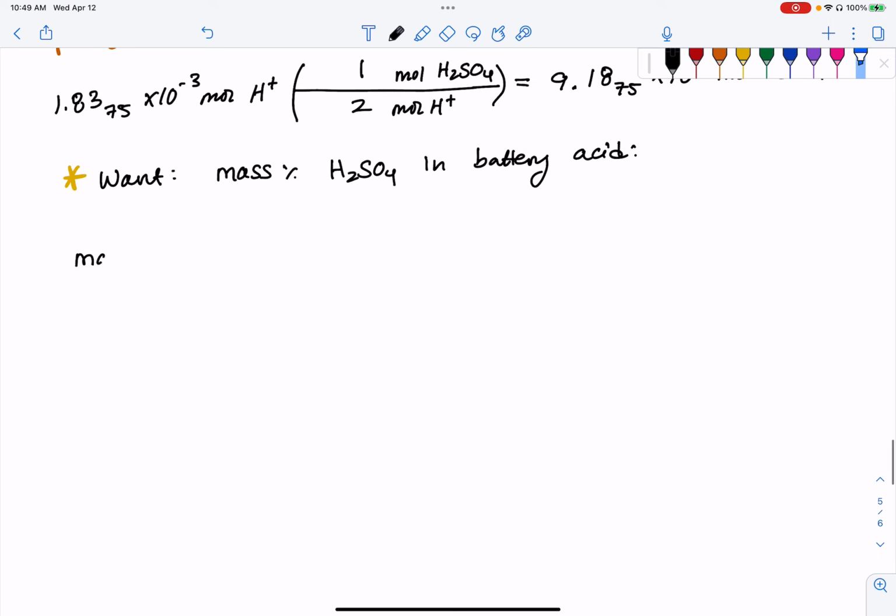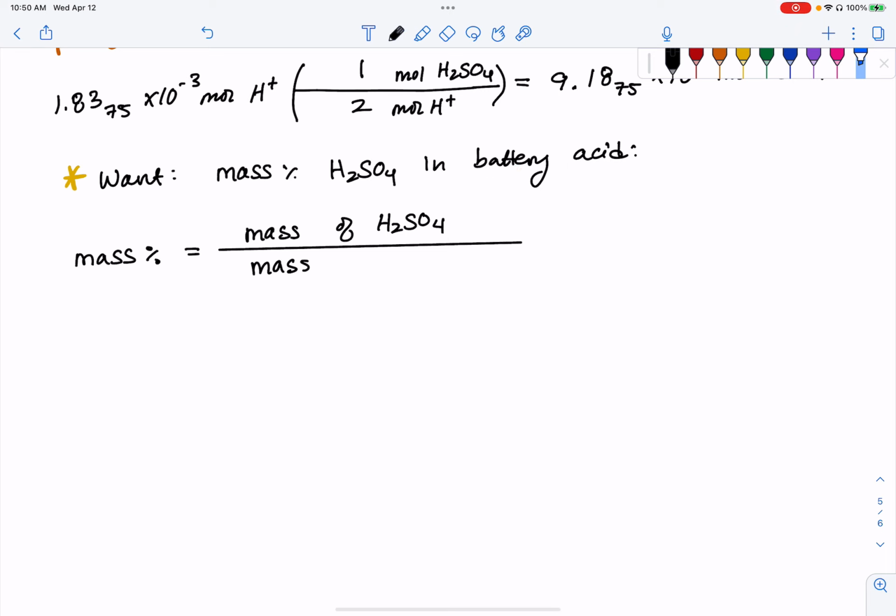So let's remind ourselves about what the definition of mass percent would be and how we would calculate it for this particular situation. So mass percent, mass of interest, that is the thing that's dissolved in the battery acid, our sulfuric acid. So we want to know the mass of interest over the total mass, which is the thing containing that solute, which is the battery acid. And then to make it a percentage, times 100%.